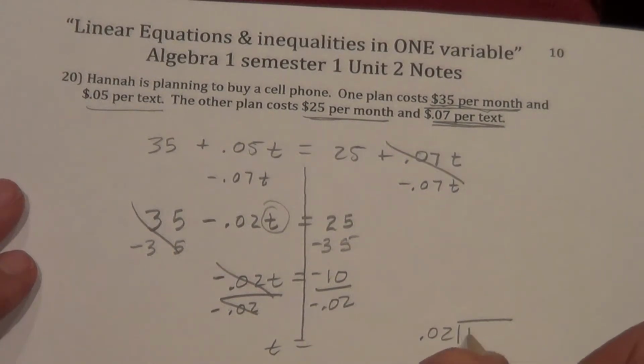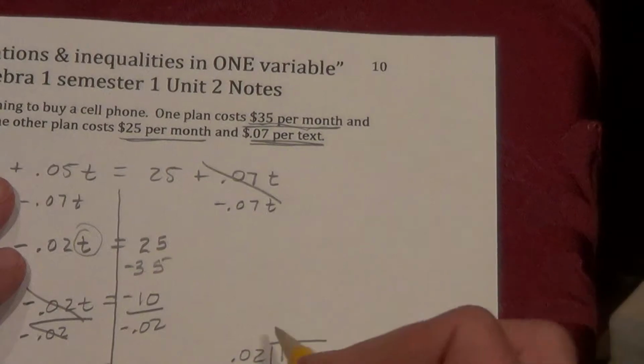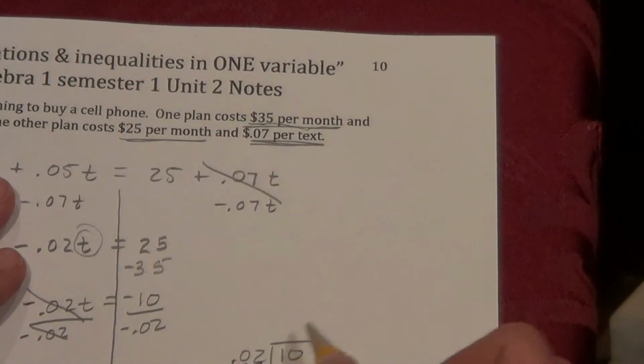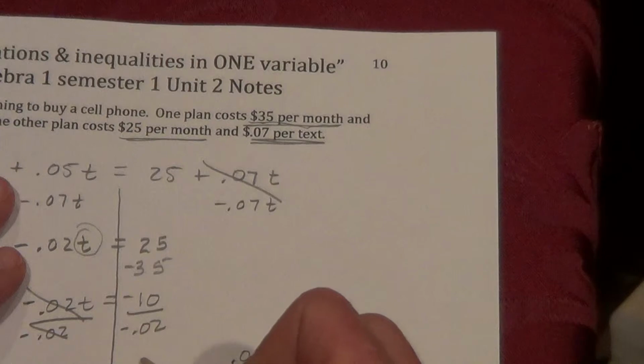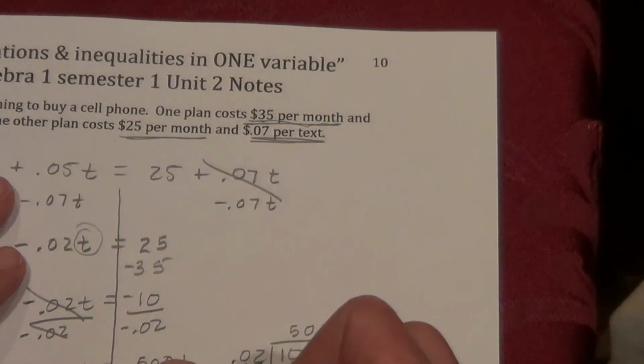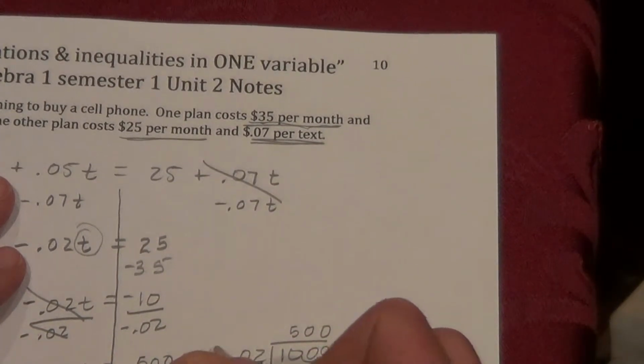0.02 goes into 10. We move the decimal over two places. That means we have to move this decimal over two places. 2 will go into 10 5 times. So we find at 500 texts, those are equal.